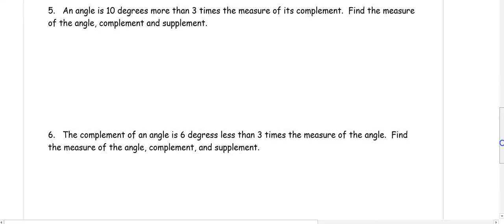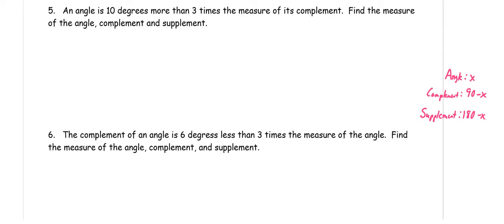For number 5 and 6, we need to know that these are word problems and we need to set them up the same. So anytime we see angle, we're going to represent angle with x. Anytime we see complement, we're going to represent that with 90 minus x. And anytime we see supplement, we're going to do 180 minus x. So in number 5, it says an angle is 10 degrees more than 3 times the measure of its complement. So look for the word is.